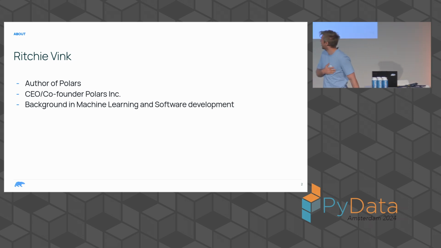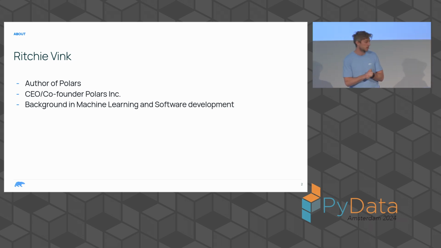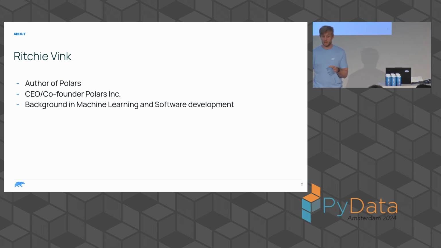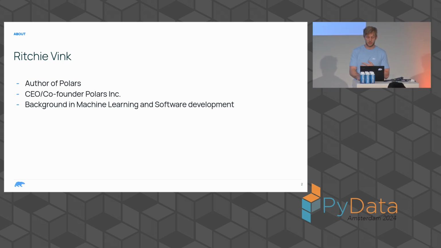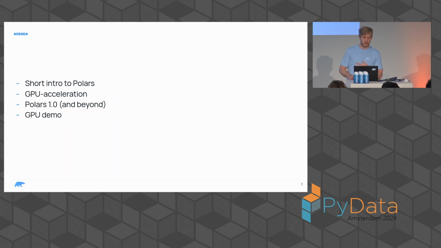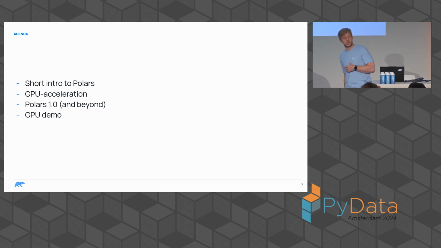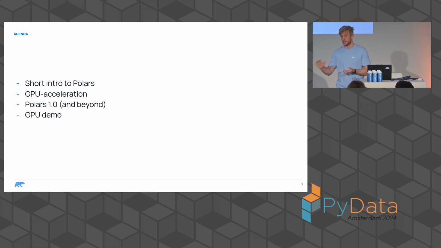Short introduction about me. My name is Ritchie Vink. I'm the original author of Polars. As of 1.5 years now, I'm also a co-founder and CEO of the like-named Polars company. Originally, I have a background in machine learning and software development. Today, I'm going to give a short introduction about Polars, and I'm going to talk about a new feature we just released this week.